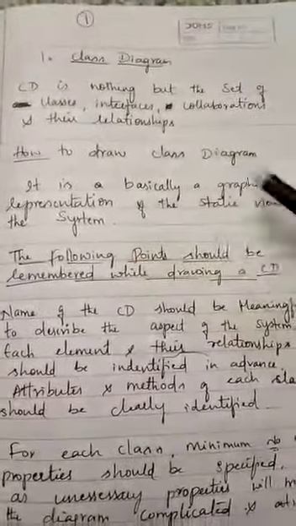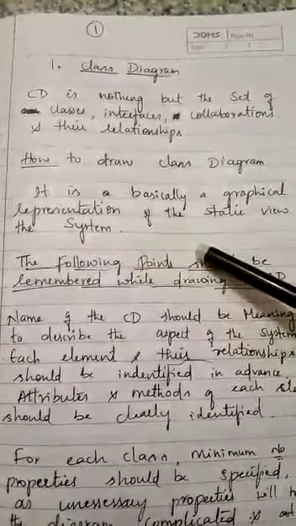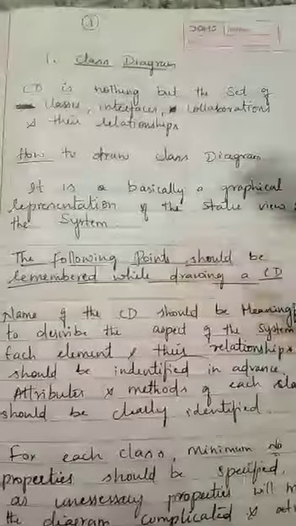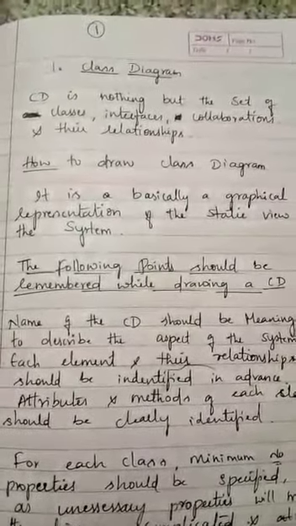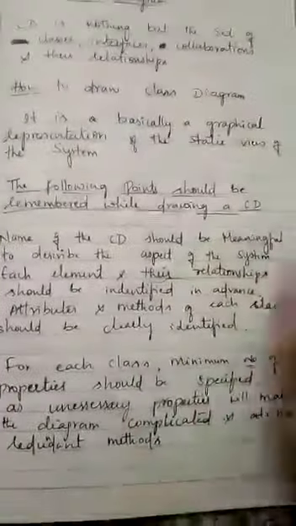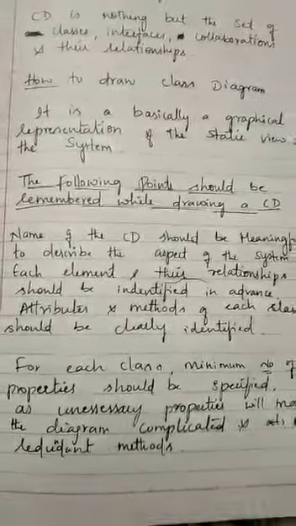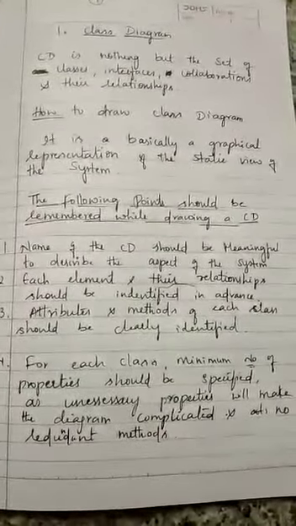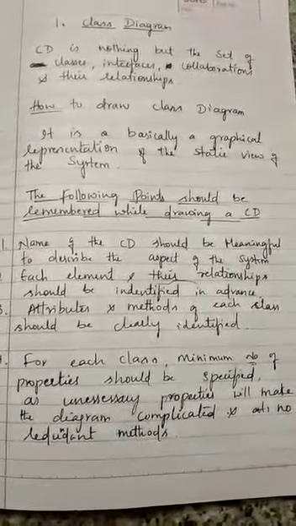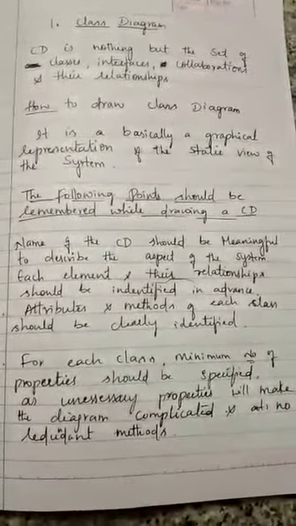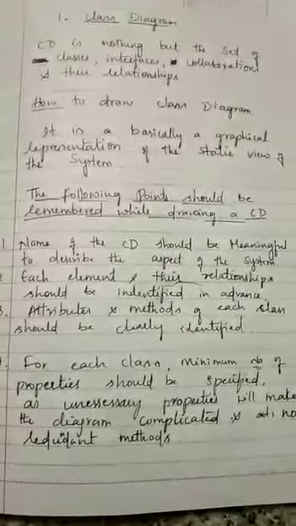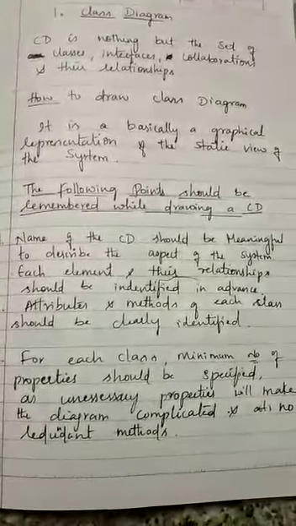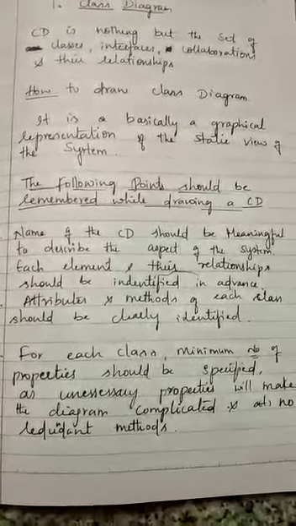So how do we draw a class diagram? It is basically a graphical representation. What is a diagram? A pictorial representation of a particular system. That pictorial representation of a system should be in a static view, and the following points should be considered or remembered while drawing a class diagram. First, the name of the class diagram should be meaningful. For example, library management system, hotel management system, hostel management system, these are all class diagram names, for instance. The name the user specifies for the class diagram should be meaningful.